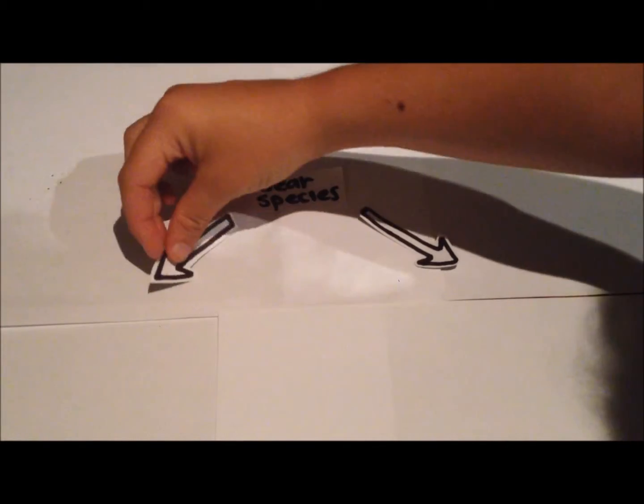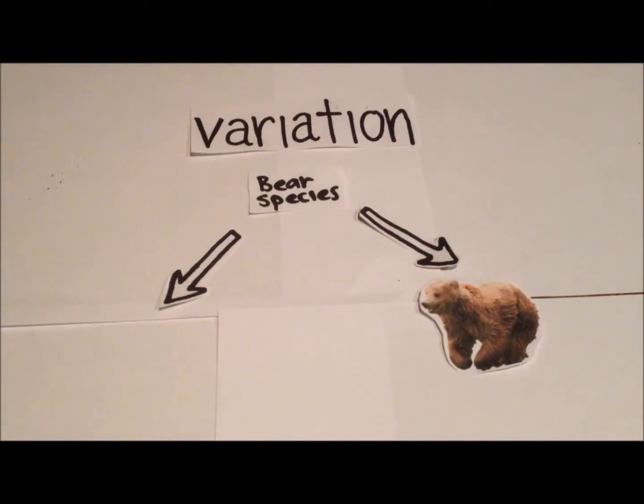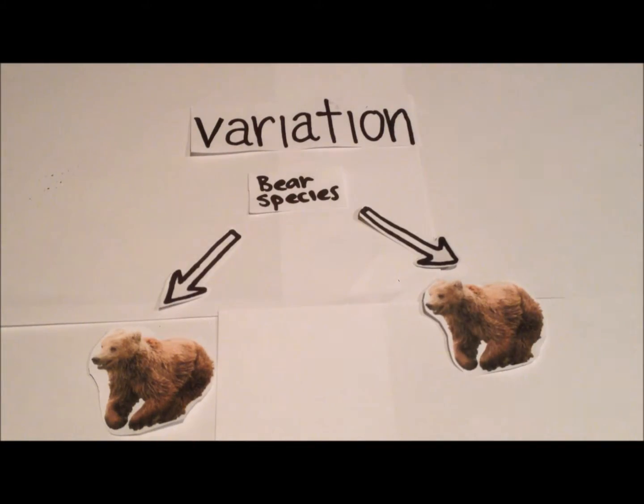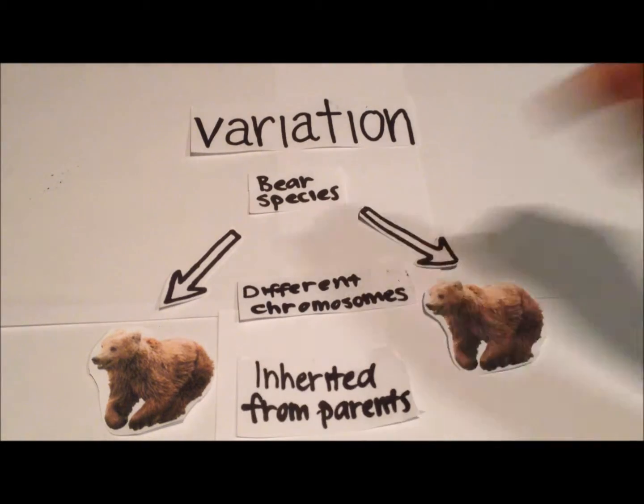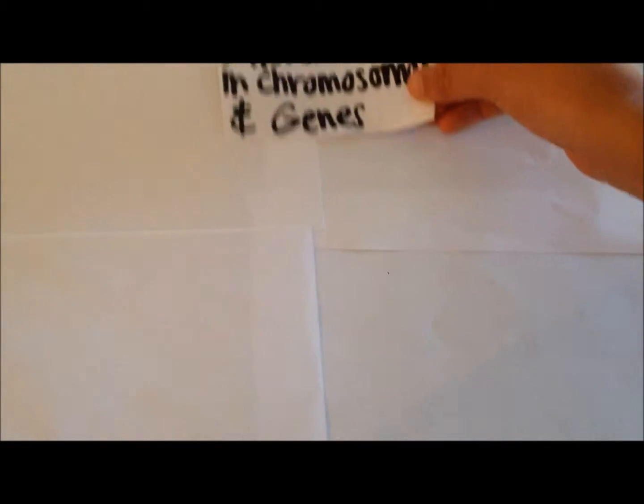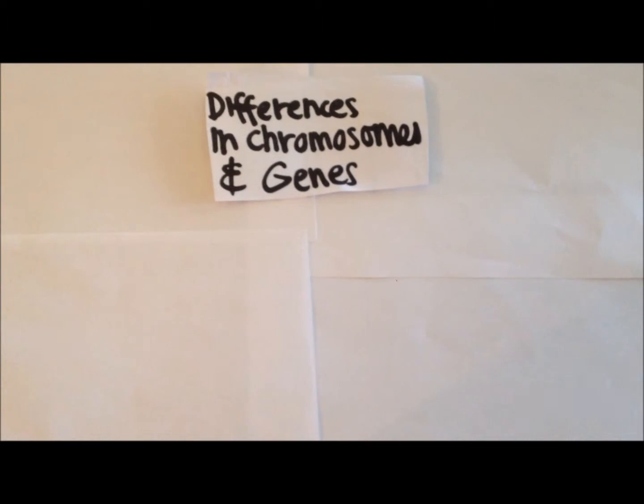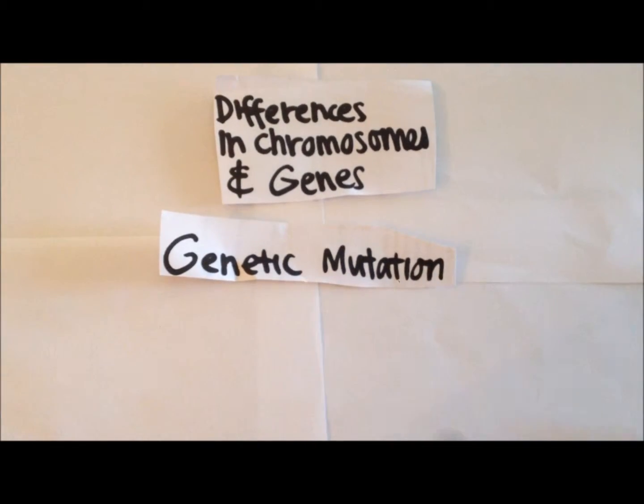Within a species, each animal is very similar to each other, but they are not identical. There are different ways that variation can occur. Differences in chromosomes and genes is one, genetic mutation is another, and lastly, environmental factors.